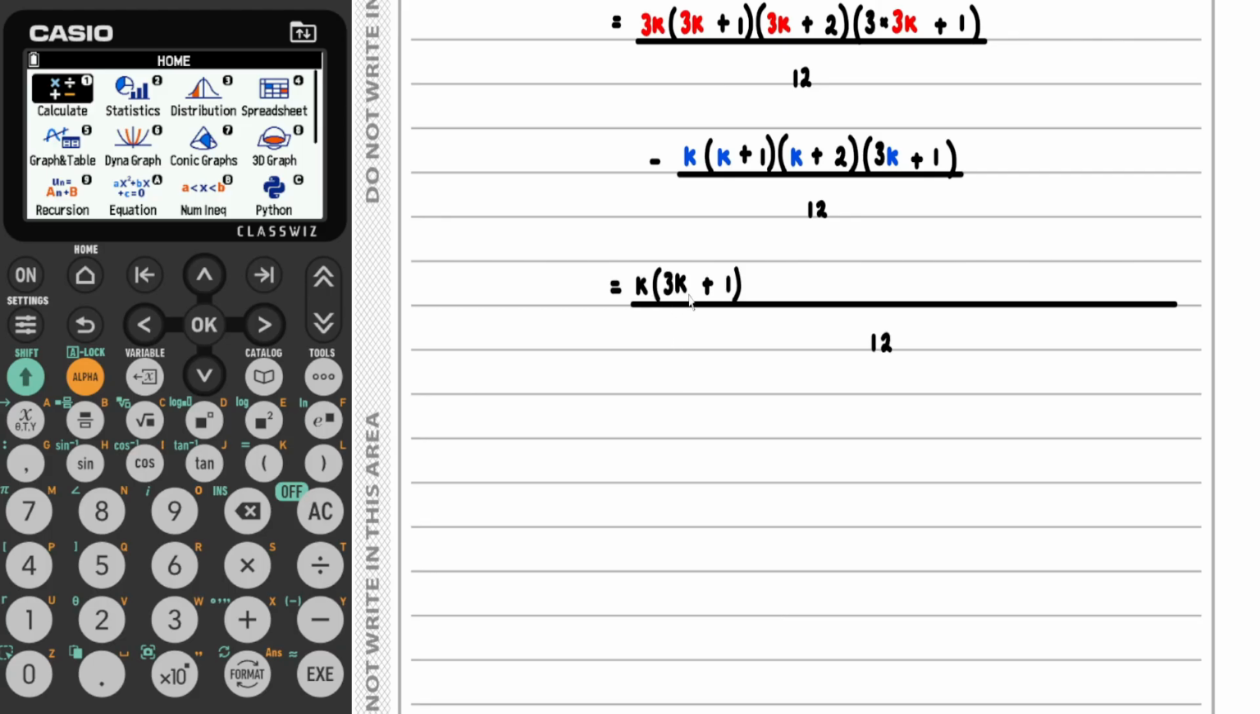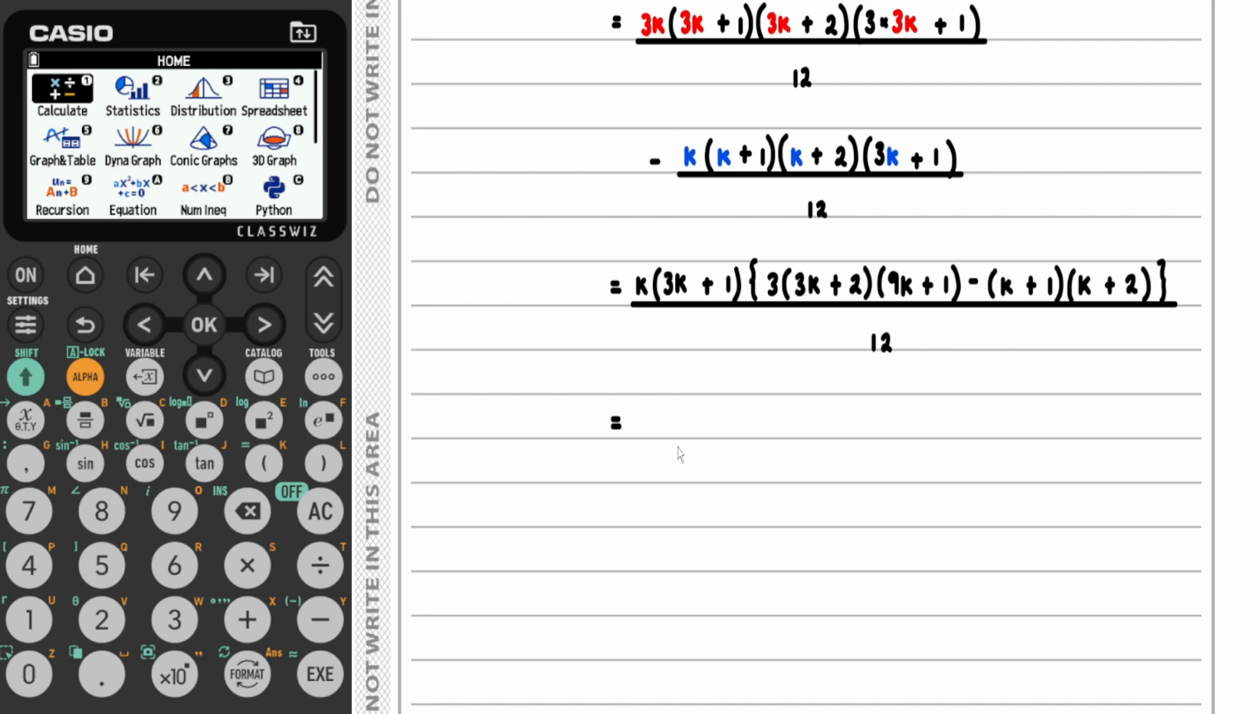We have k times by 3k plus 1 over 12 as a common factor, and k times by 3k plus 1 times by 3 times by 3k plus 2 times by this term, which is 9k plus 1, would give us this first term here, and we subtract from this. Well, if k and the 3k plus 1 is a common factor, we would have to multiply that by k plus 1 times k plus 2.